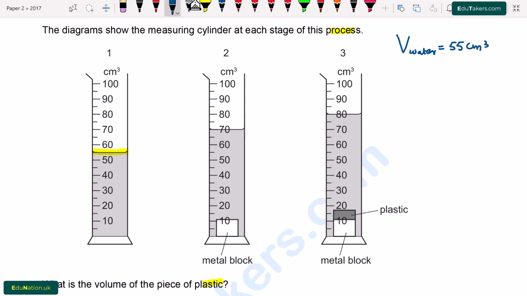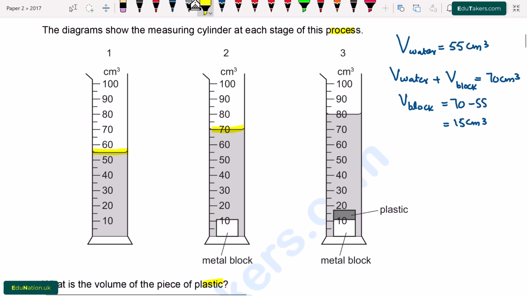In diagram 2, when the metal block is also placed inside this measuring cylinder, then the volume increases and it becomes 70 cubic centimeter. So I write here: volume of the water plus volume of the block is equal to 70 cubic centimeter. From here, volume of the block will be equal to 70 minus 55, which is equal to 15 cubic centimeter, because the volume of water is 55 cubic centimeter.